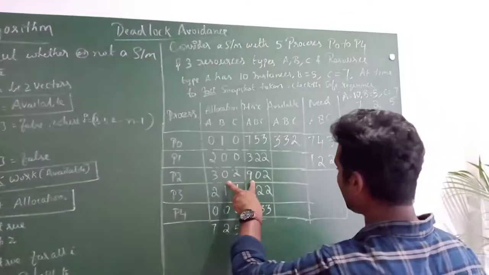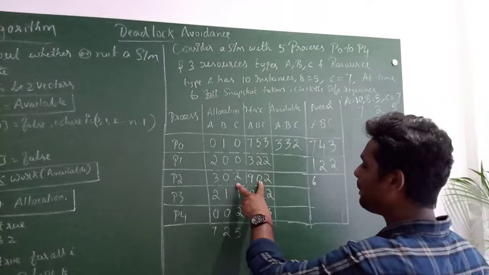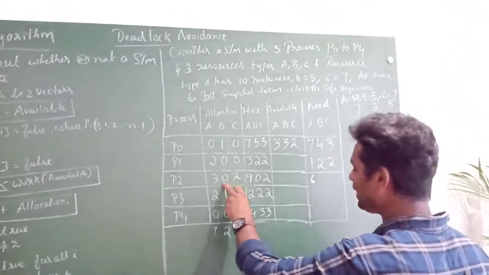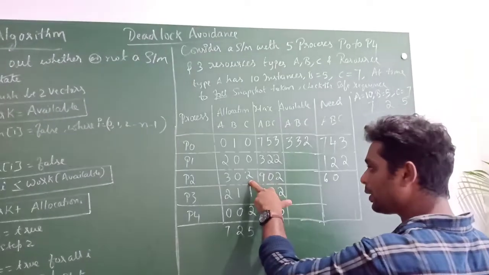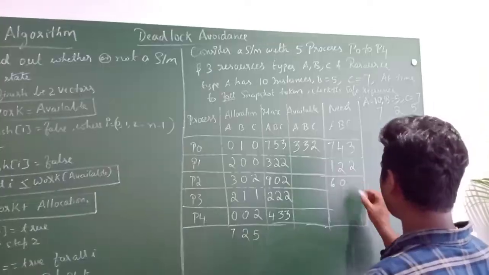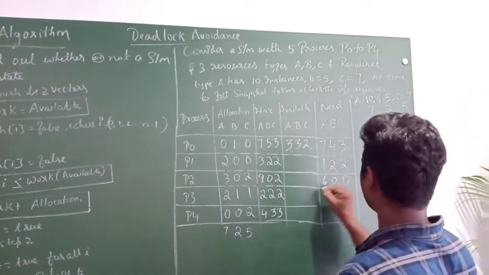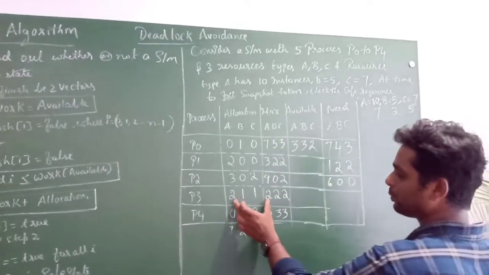Still how much it needs? 9 minus 3 is 6. B needs 0 but currently not allocated, so 0 itself. So maximum it needs 2, currently allocated is also 2. So no more required. So 2 minus 2 is how much? 0. Okay. Next here. Same way.